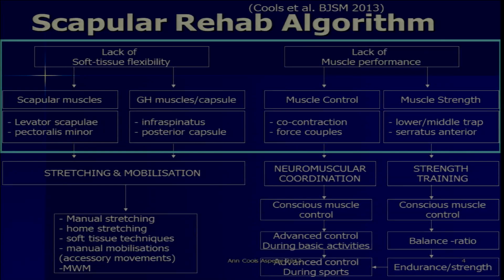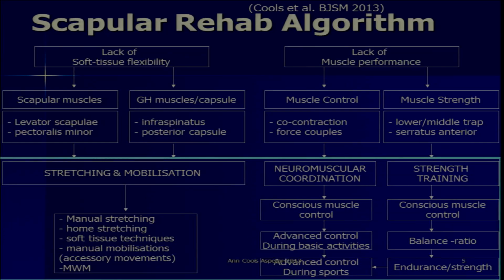On the right side, you see the lack of muscle performance problems. And also here we can divide them in 2 kinds of problems. Either we have a muscle control problem or a muscle strength problem. In a muscle control problem, it means that maybe they are strong enough, but they don't know how to work and how to work together. And in a muscle strength problem, they do know how to work together, but they are not able to bear the load that they're supposed to load during daily life.